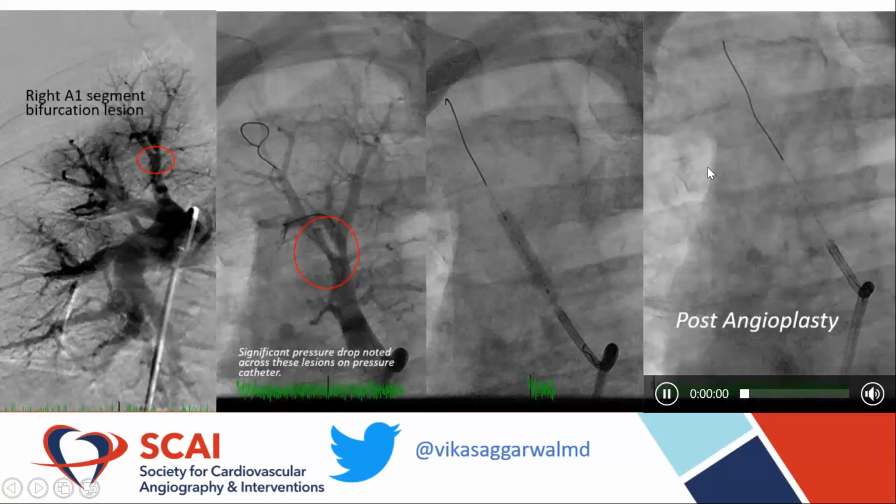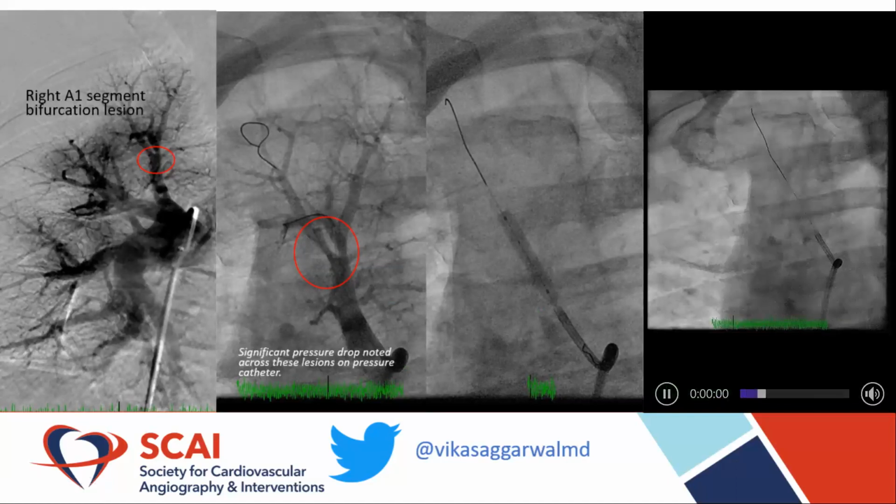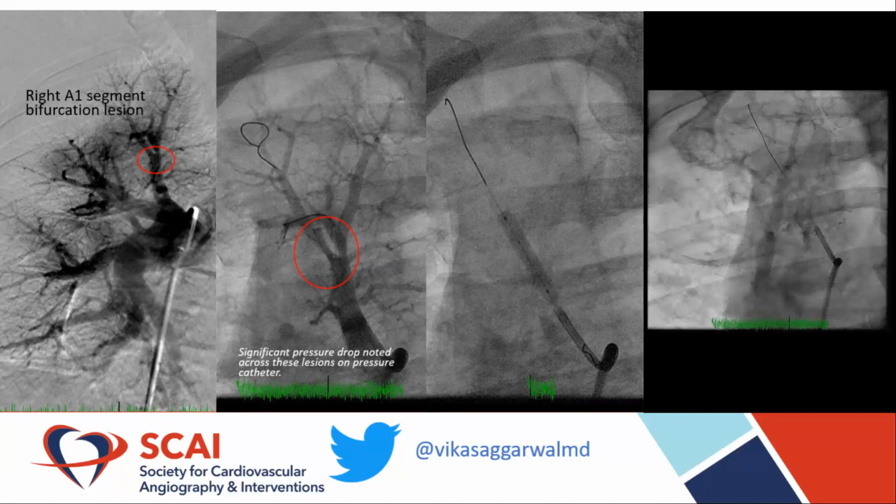A bifurcation lesion in the right A1 segment. An anchor wire is used in the subsegmental branch in the middle picture, and then another wire is used to wire the other subsegmental branch in the right A1 bifurcation lesion. These lesions are then sequentially treated with balloon inflations, and the post-angiogram is all the way to your right.